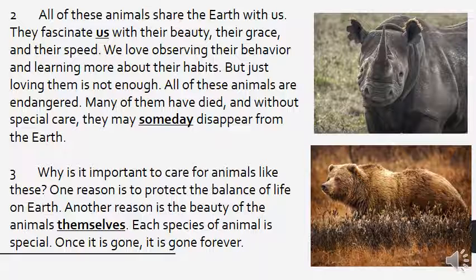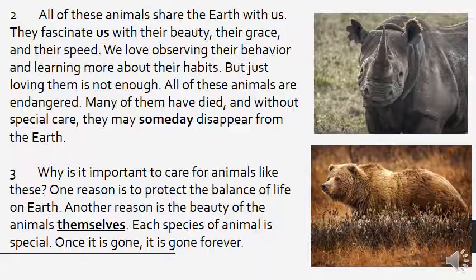They fascinate us with their beauty, their grace, and their speed. So every one of these animals has a certain characteristic, a certain feature. Some animals are very beautiful, some animals are very fast, some animals are very strong, and so on. We love observing their behavior and learning more about their habitats. But just loving them is not enough. So it's not enough to love a certain animal, you have to protect this animal.